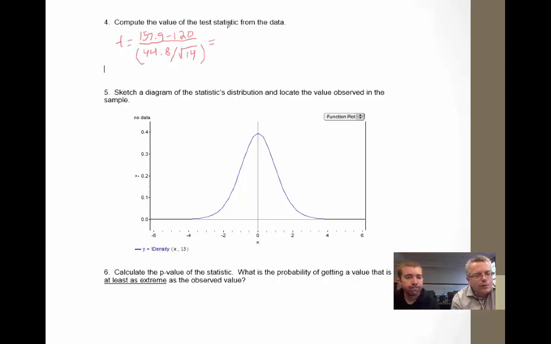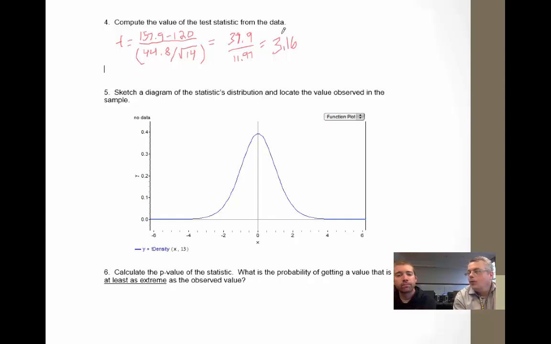So here we go. 157.9 minus 120. I don't think you need a calculator for that. 37.9 in the numerator. And let's figure out the denominator: 44.8 divided by square root of 14. The denominator is 11.97. And 37.9 divided by 11.97, probably somewhere around 3, is 3.16.